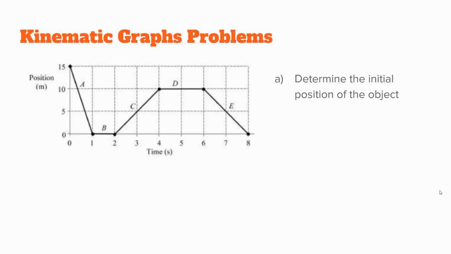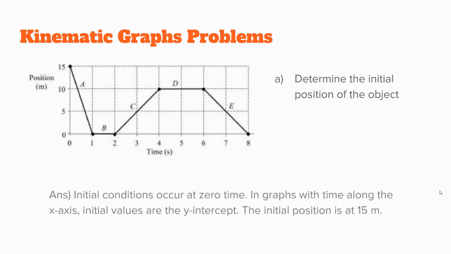A. Determine the initial position of the object. I'll give you a few seconds. A. Initial conditions occur at 0 time. In graphs with time along the x-axis, initial values are the y-intercepts. Therefore, the initial position is 15 meters.